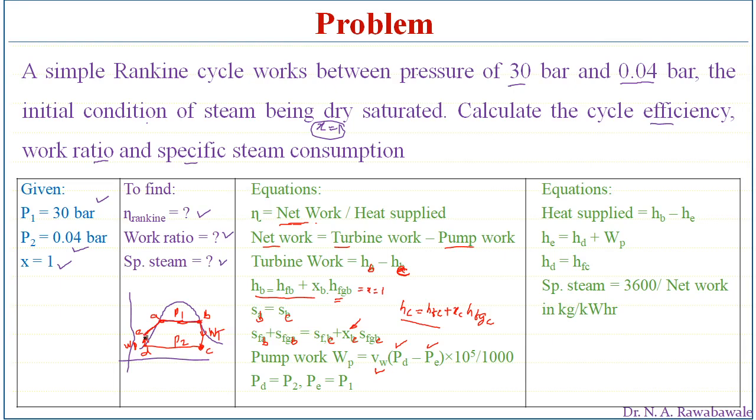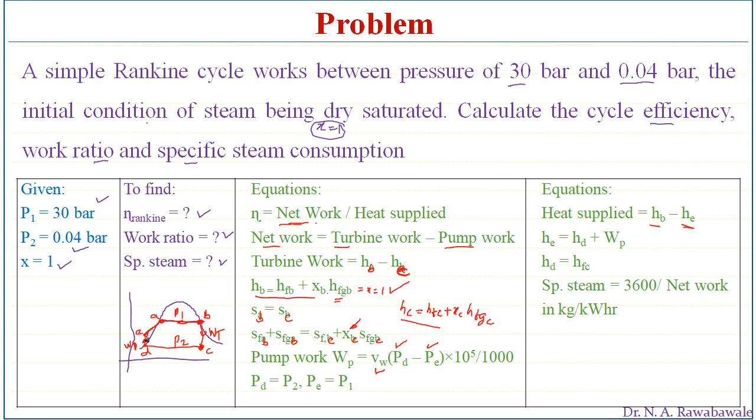Heat supply starts at point E. Up to A it is sensible heat addition. A to B it is latent heat addition. So heat supplied is HB minus HE. If we know enthalpy at point B and enthalpy at point E, we can find out heat supplied. So HB can be obtained by this formula. But how to find out HE?